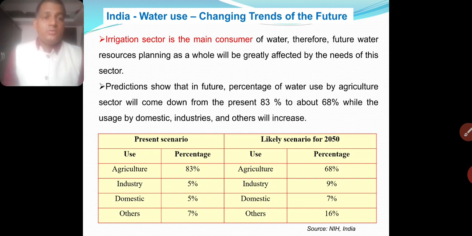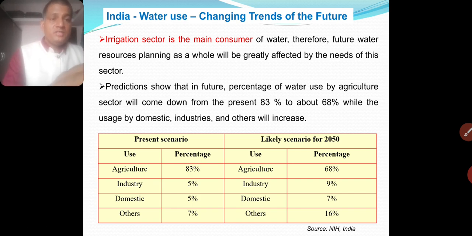And in 2050, it is 9%. In domestic, 5%, and in 2050, it is 7%. This means it is again increased, because in future the population will increase. Agriculture will not be more, maybe, as per the NIH report India.